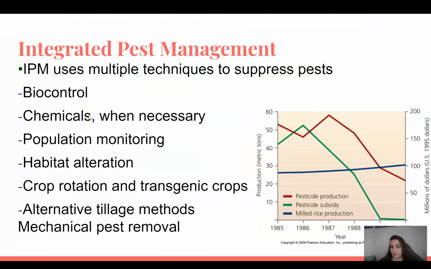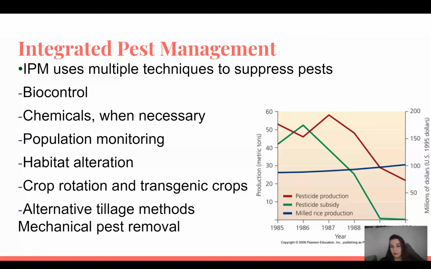But there are some solutions to this. There's something called integrated pest management, which uses different techniques. There's not one set solution, but multiple techniques to help reduce or suppress pests. So the methods are a little bit more eco-friendly and used together can help reduce your pests.